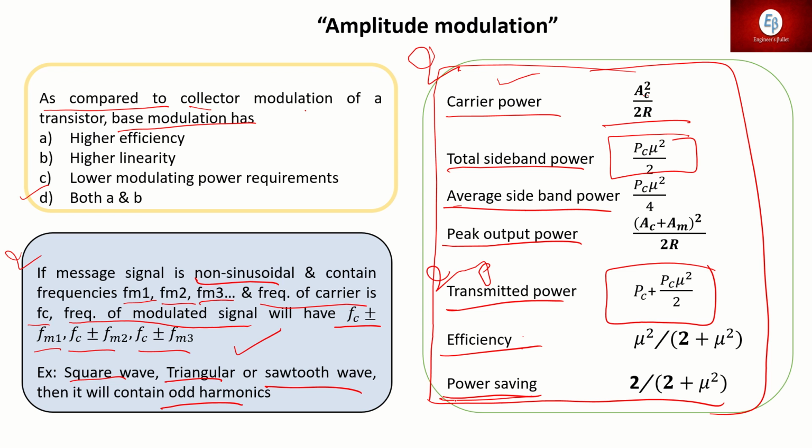And the last is power saving, and this question is asked in GATE and ESE: find the power saving with respect to the DSB-SC. So this is 2 upon 2 plus mu square. This is the power saving formula.